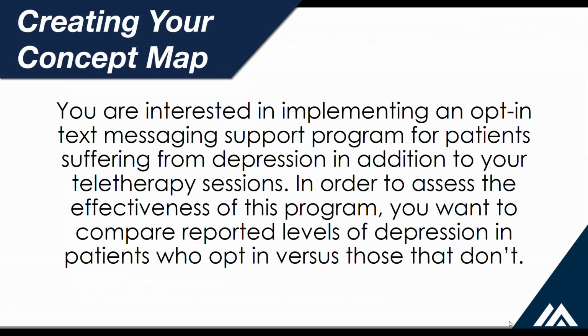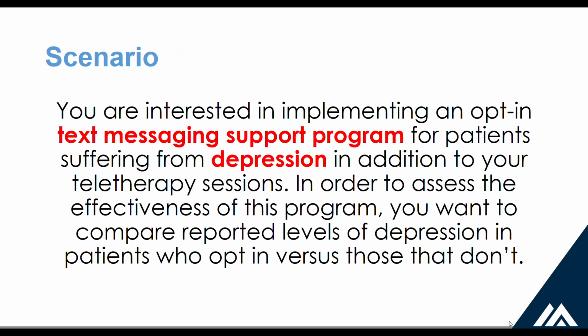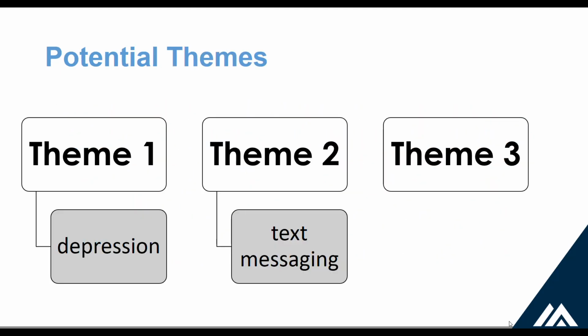To start your search, what you'll want to do is identify 2 to 3 themes that come out of the topic that you're searching. In this case, we really have 2 main themes that are popping out. The first is depression. So we're looking for studies that are related to clients that have depression. The second theme is this text messaging support program. Again, that's the intervention that we're looking at to see if it's effective. So that's going to be our second theme.